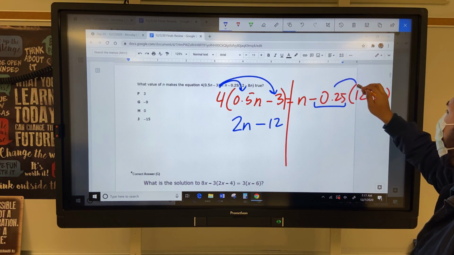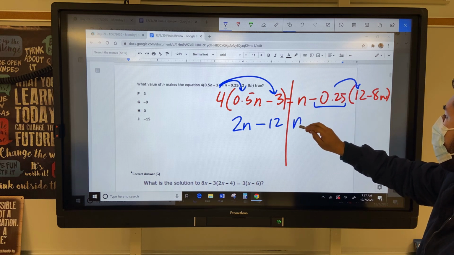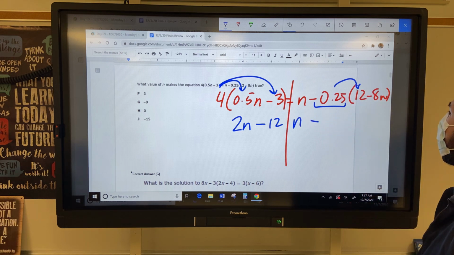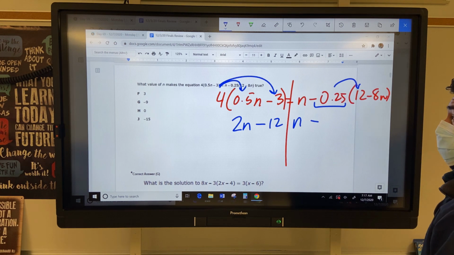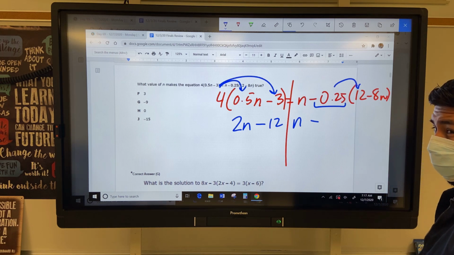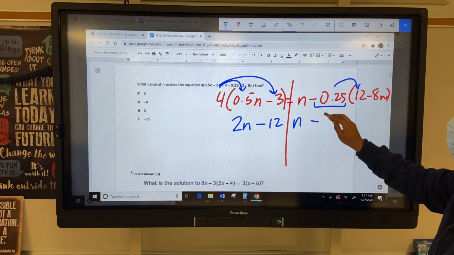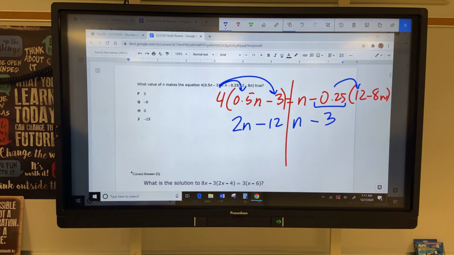Negative 0.25 times 12. Let me bring down the n. That's negative 4? Negative 4 or negative 3? I'm going to say 3. Let me double check. Let me get a calculator real quick. Pretty sure it's negative 3, but doesn't hurt to check. Yeah, it's 3.